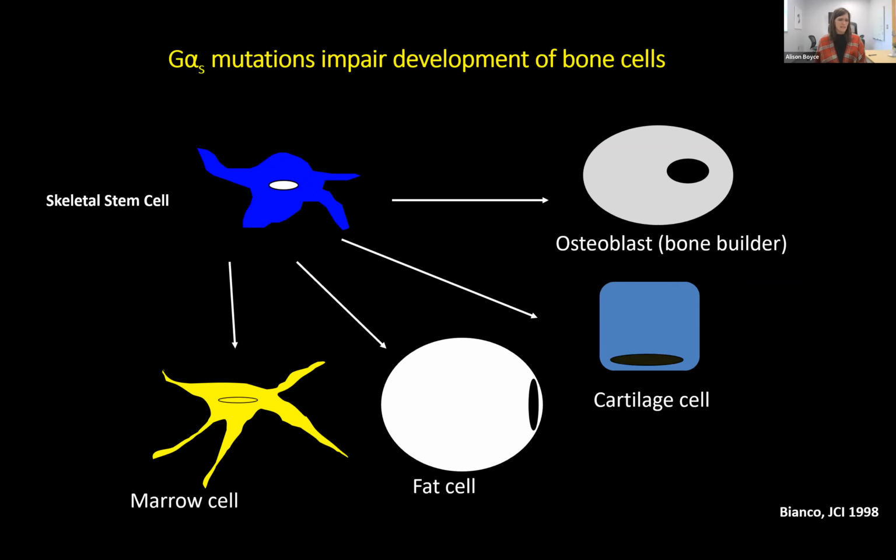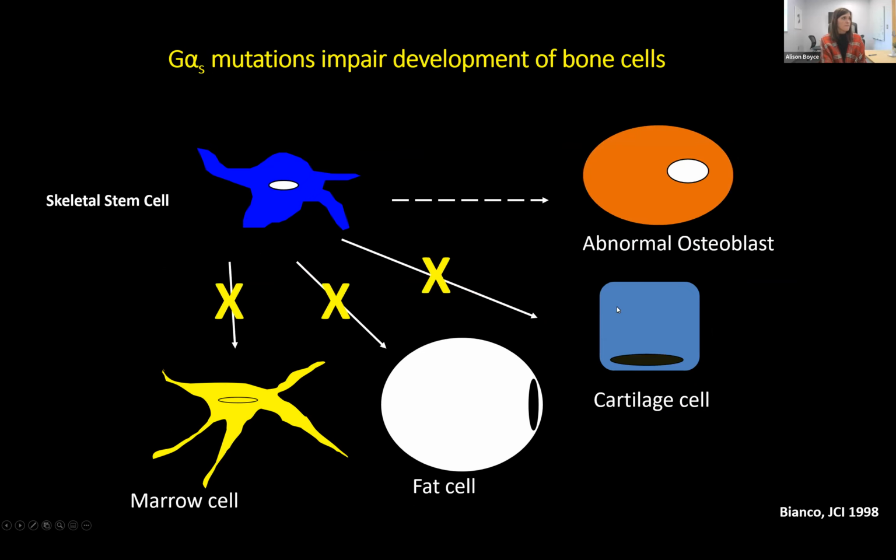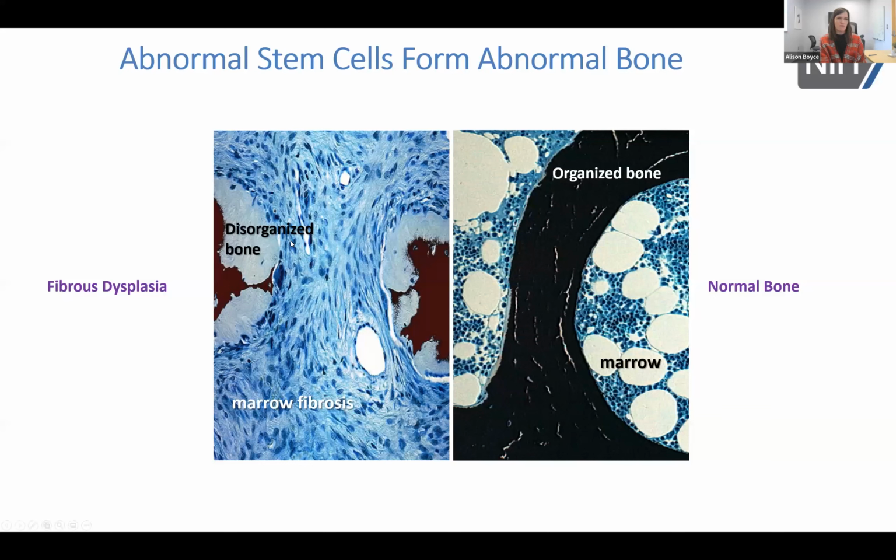In bone, G-alpha-S does something a little different. It impairs the development of bone cells. So the cell type we're most interested in is called a skeletal stem cell, and it can turn into a bunch of different types of cells, including an osteoblast, or a bone building cell, a cartilage cell, a fat cell, or a marrow cell. And all these different cell types are important for the bones. When a G-alpha-S mutation is present, all these different pathways get blocked. And instead of turning into all these different cell types, the skeletal stem cell can only form an abnormal osteoblast, or an abnormal bone building cell. And it's the messed up activity of those abnormal osteoblasts that leads to all the problems in FD.